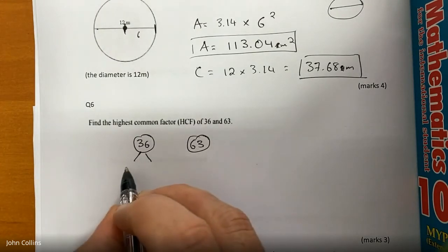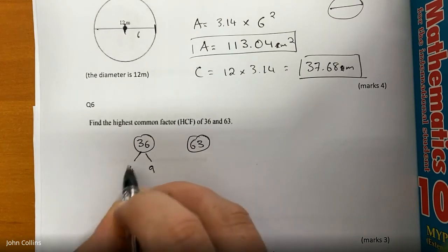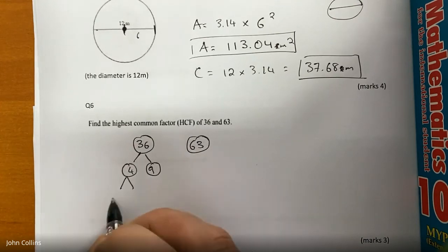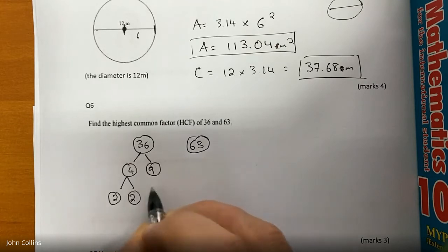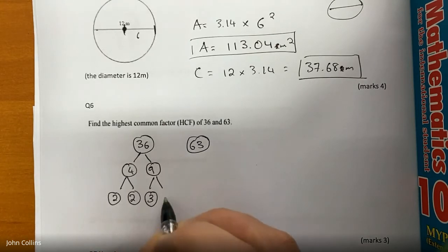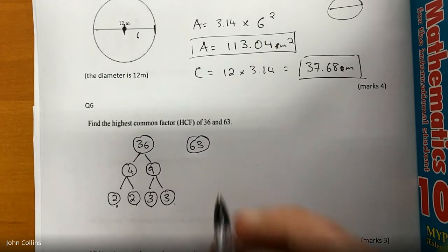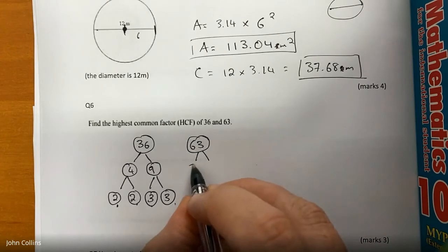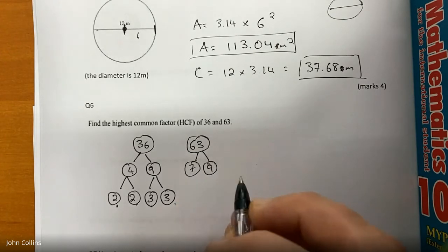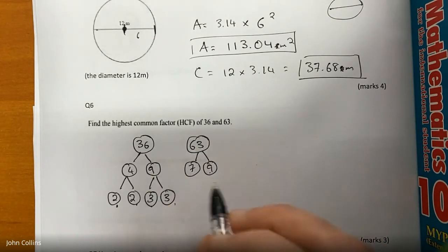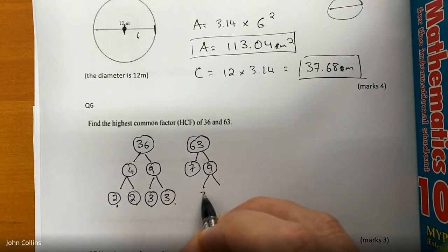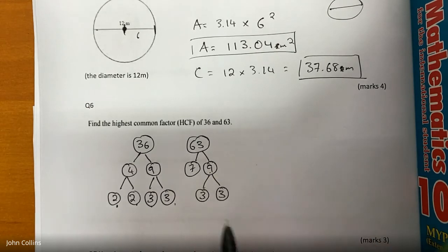Give me two numbers multiplied to give 36. I'm thinking 4 and 9. Two numbers multiplied to give 4, 2 and 2. Two numbers multiplied to give 9, 3 and 3. Okay, that's prime, prime. They're all prime. Sweet. I'll move on to 63. I know 7 times 9 is 63. I'm already seeing 9 in common here anyway, but we'll finish it off. And 3 times 3 is 9, so I'm left with 7, 3 and 3.